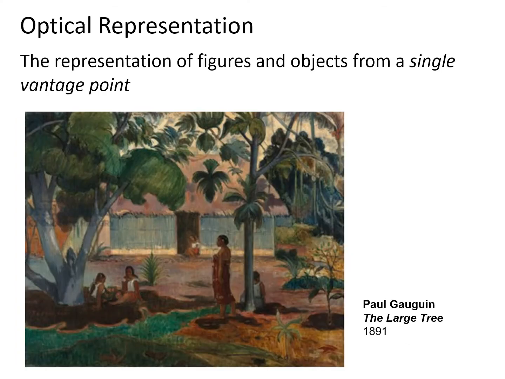Optical representation is basically the way we see. We're in a particular place, we look, we see whatever we see from that single vantage point. Nice painting by Gauguin.